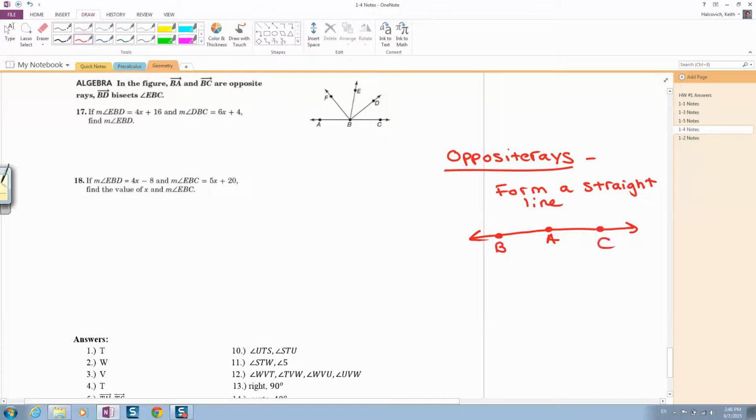So those would be ray AB and AC are opposite rays. So these are opposite rays, BA and BC. BD bisects angle EBC, so that means it cuts it in two equal parts. So whenever it says something bisects, it cuts it into two congruent parts.